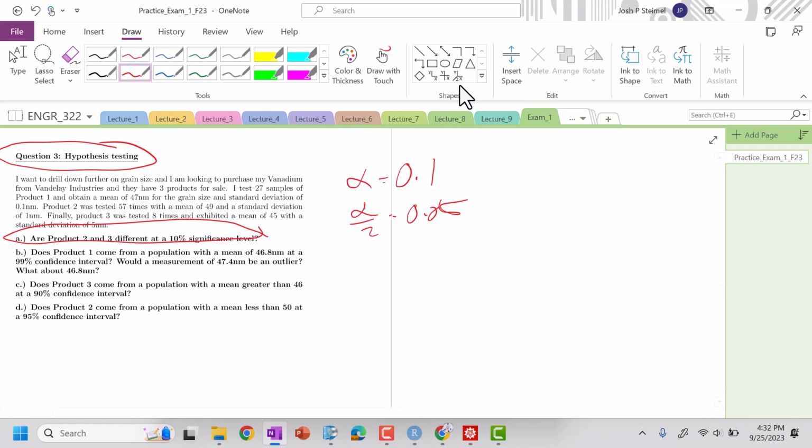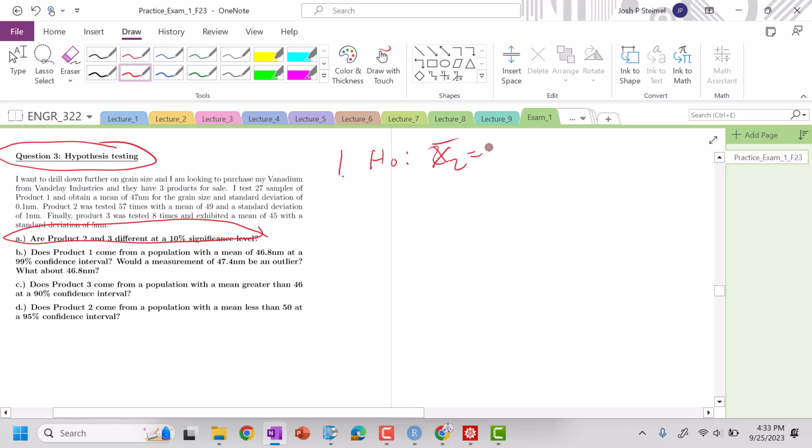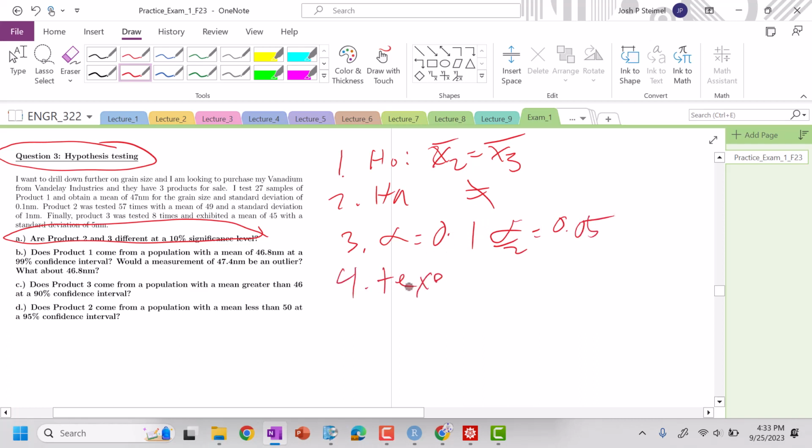Let's actually go ahead and be systematic with this. Here we go. Let me erase. So let's do step 1, H naught: x2 bar is equal to x3 bar. Alternative: x2 bar is not equal to x3 bar. Alpha equals 0.1, but it's alpha over 2, so it's equal to 0.05. I need my t experimental, or my t comparison, and then I also need to figure out what is my t of 0.05, and then my nu.